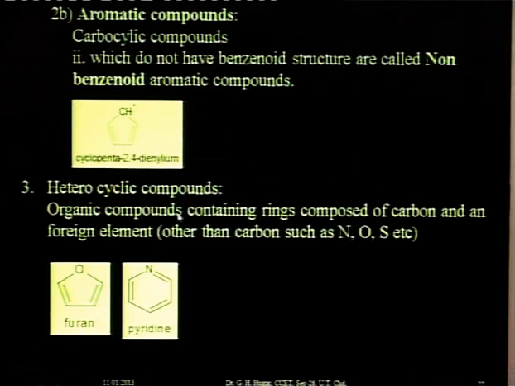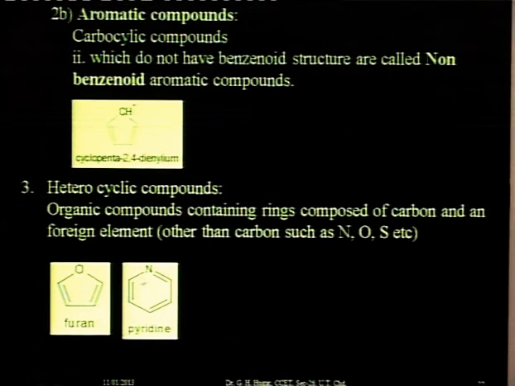So, what are heterocyclic compounds? Organic compounds containing a ring composed of carbon and a foreign element as well. Look at this, here we have a 5 membered ring. So, 1, 2, 3, 4 carbon atoms and oxygen as one of the members of the ring. This is having a double bond as well, and this is furan. Furan is a molecule which is a heterocyclic compound.